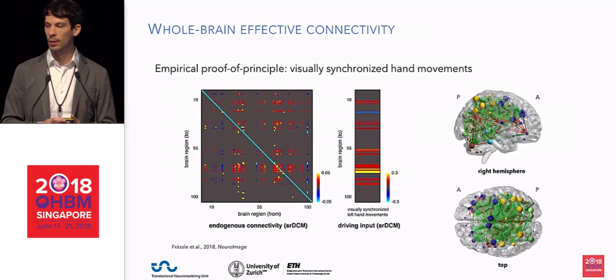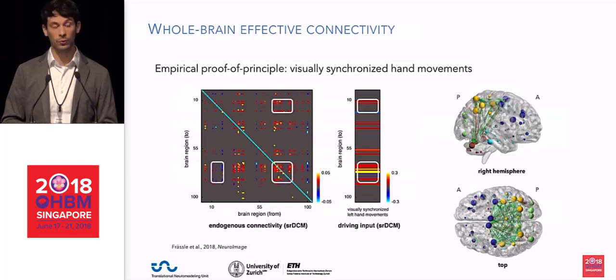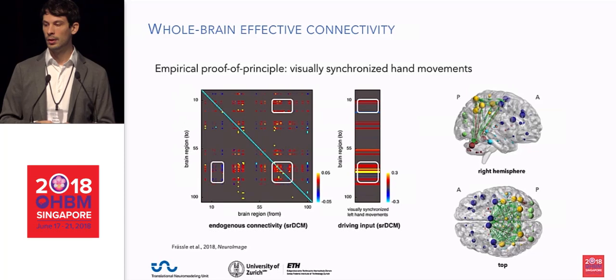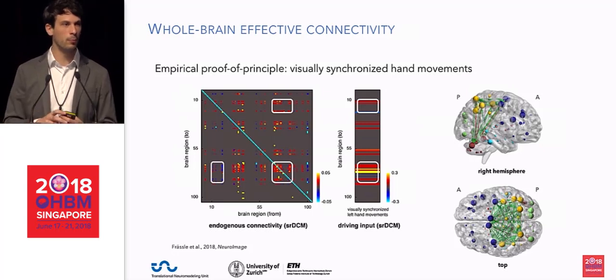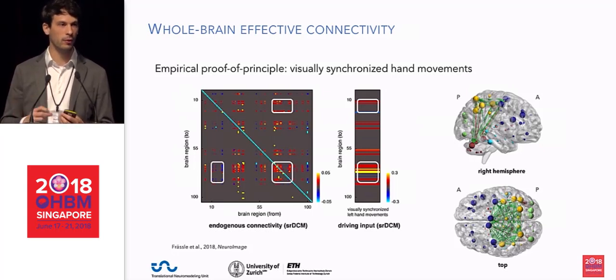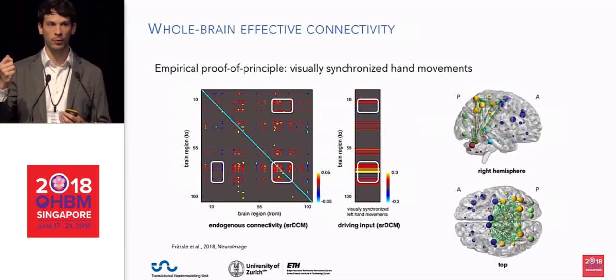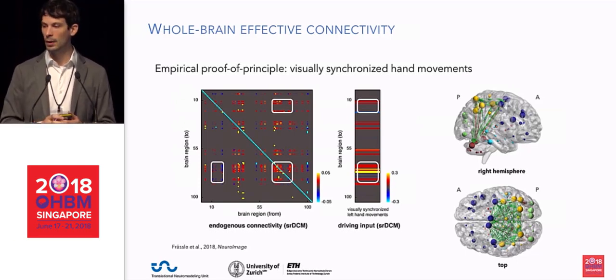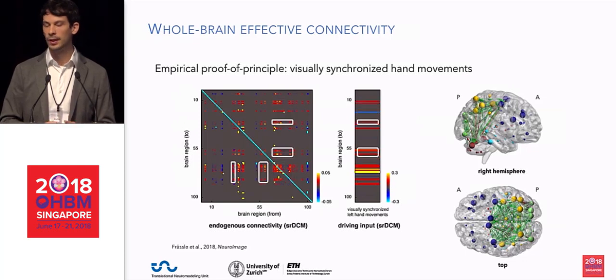So for instance, we find strong driving inputs to motor-related regions, as well as regions in the parietal cortex and the postcentral gyrus. And we also found interconnections within those regions. And this is, of course, very plausible given the motor component of our task, as well as the visual motor component of our task. We also find driving inputs into visual regions, so the cuneus, but also other occipital regions, and we found connections from those visual regions onto the motor network.